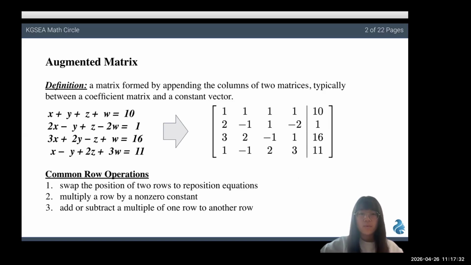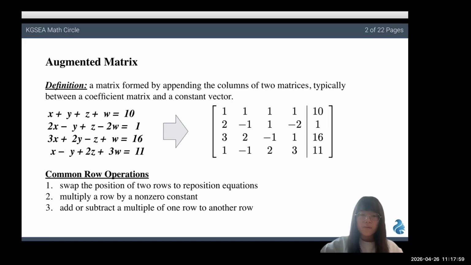Once in this form, we can freely carry out three types of fundamental row operations that do not change the solution of the system. First, we can swap two rows to reposition the equations for convenience. Second, we can multiply a row by a non-zero scalar constant to scale it. Third, we can add or subtract a multiple of one row to another row to eliminate variables.